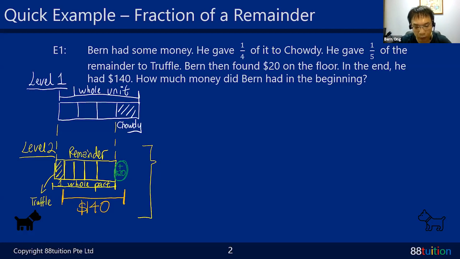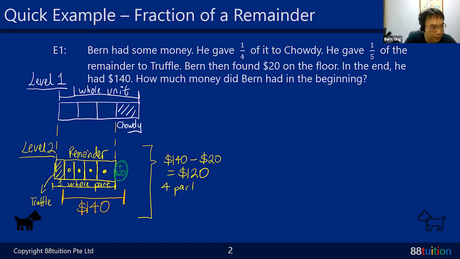So down here, what do I do with the $20? I need to remove it. I take my $140, which includes the $20, and remove the $20 first to give me $120. Then this $120, what does it include? It includes 1 small part, 2 small parts, 3 small parts, 4 small parts. I call this parts. So 4 parts is equivalent to $120.